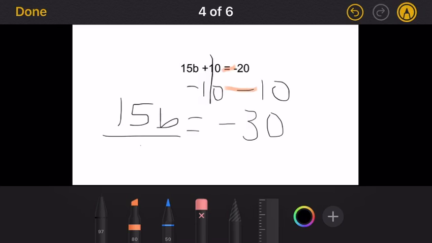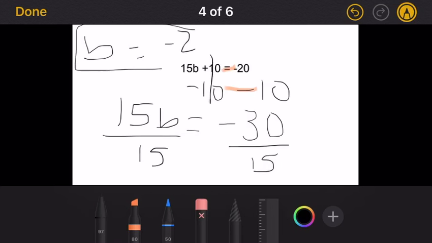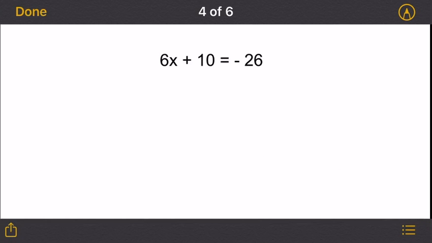So now I'm going to divide by 15 on both sides. B equals, what's negative 30 divided by 15? Negative 2. We talked about why it would be negative 2 in the previous ones, but this is a negative, this is a positive, so two different signs gives you a negative answer. Cool. Let's do the next one.